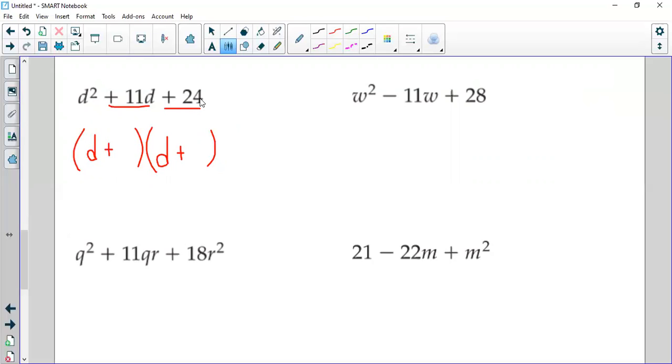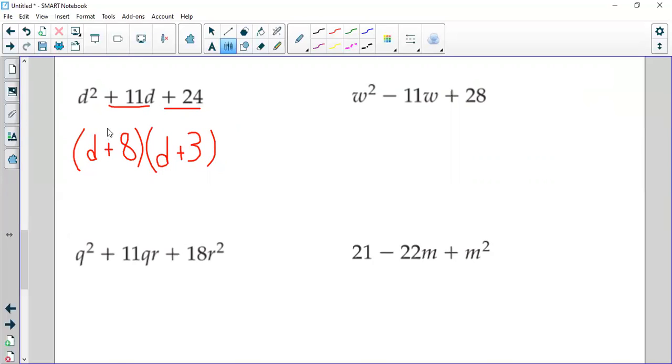Well, 24 and 1 adds to make 25, no good. 12 and 2 adds to make, no, 14, no good. 8 and 3, oh, 8 times 3 is 24. 8 plus 3 is 11. 8 and 3 are my lasts. And there I have my factored binomials.